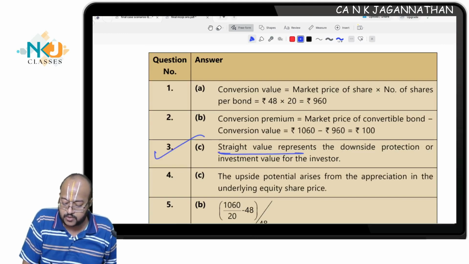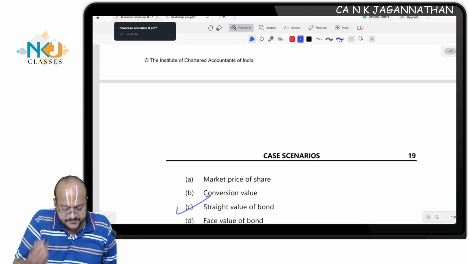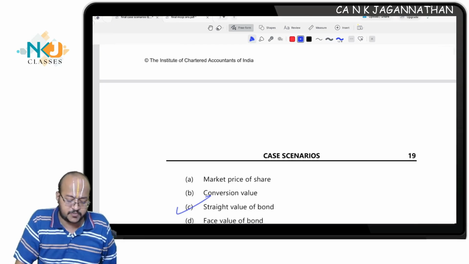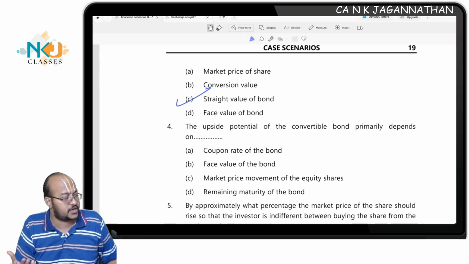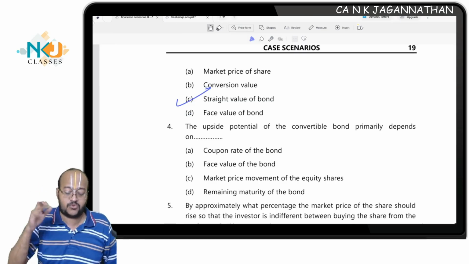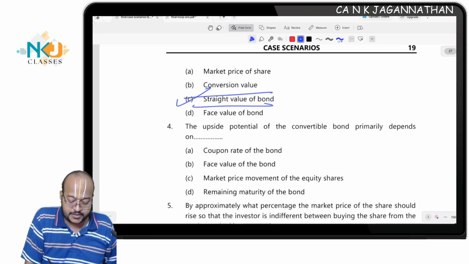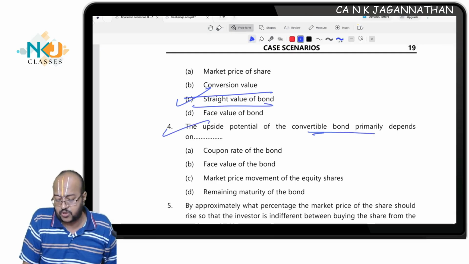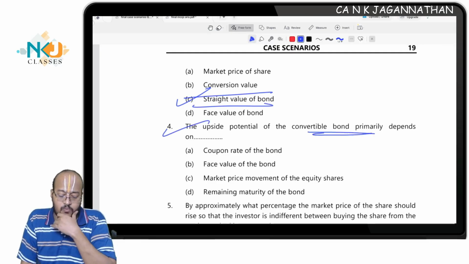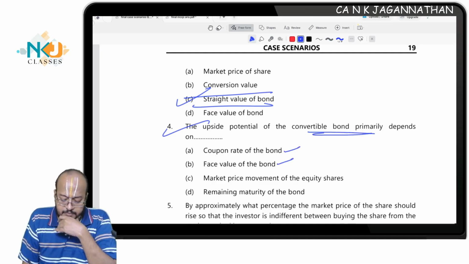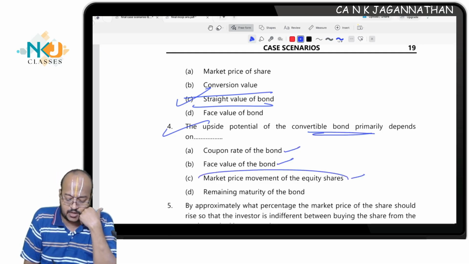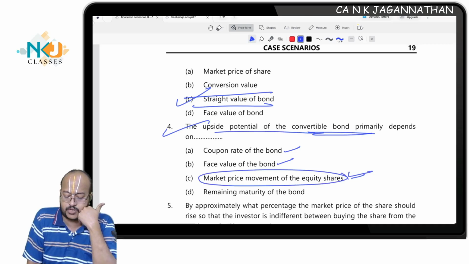See, a straight value represents the downside protection or investment value of the investor. Even if the equity shares become worthless, there is no point in converting. I will stay as a bondholder, and the straight value of the bond will be the value of the bond. Are you all comfortable? Next, the upside potential of the convertible bond primarily depends on what? Coupon rate of the bond, face value of the bond, market price movement of the equity shares. This is the important one.